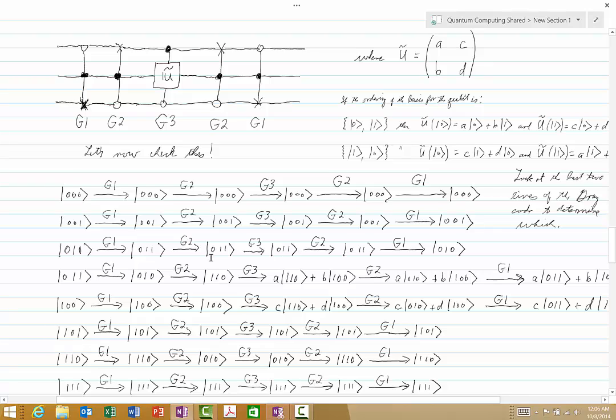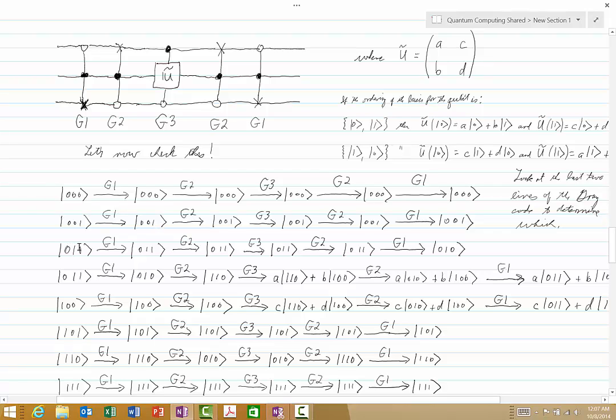I don't believe we'll need to do every single one of these before you get the idea. So let's say we have 0, 0, 0 coming into G1. Since the second bit is 0 instead of 1, we can immediately say there will be no change. So 0, 0, 0 will go to 0, 0, 0. What about 0, 0, 1? I'm just going to take this one step at a time. Again, since the second bit is 0, nothing will change. So 0, 0, 1 stays as 0, 0, 1.